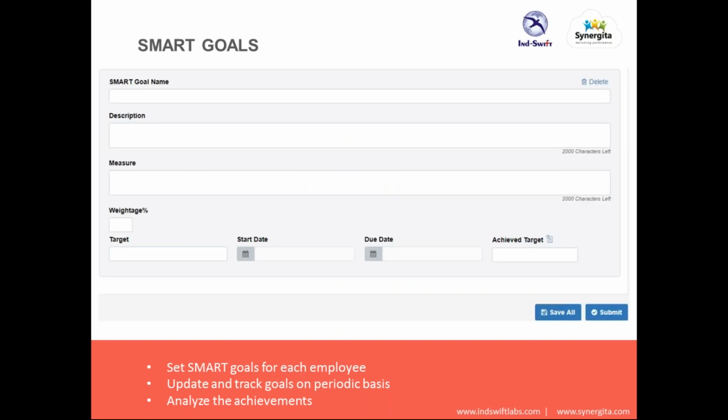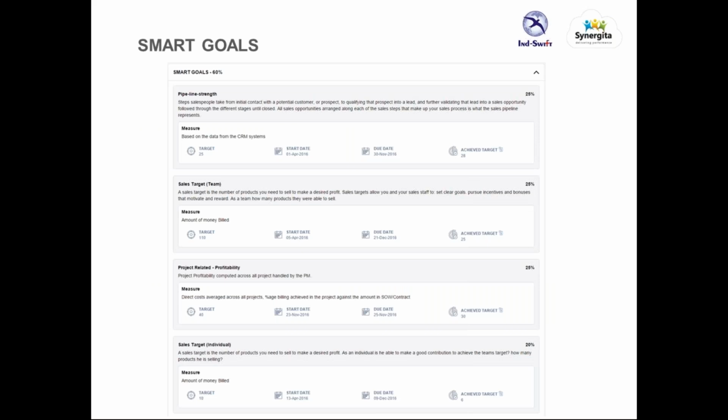Here is the user interface from Synergita, which enables the employee and the manager to set the smart goals. This is the full view of the employee goal. So once the goal setting exercise is over, now the employee is very clear about what the goals are, what the targets are, and what the due dates are. This will drive the employee to achieve the goals during the given course of the year.